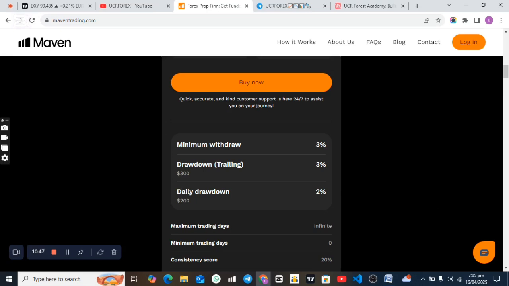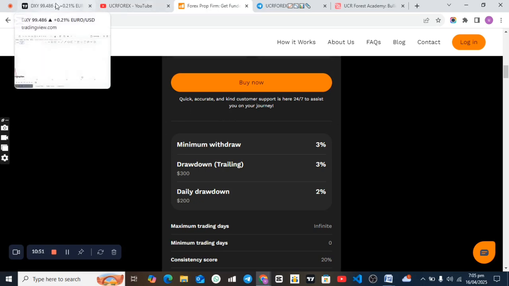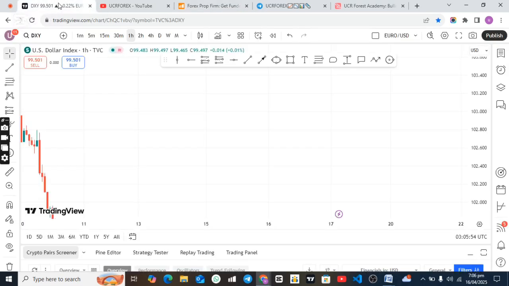That is to say, let's say when you bought the account, let's go to TradingView and make things very simple. Let me expand this and break down the trailing drawdown for you. You see that the trailing drawdown is very different from the daily drawdown. Let me calm down and explain everything.